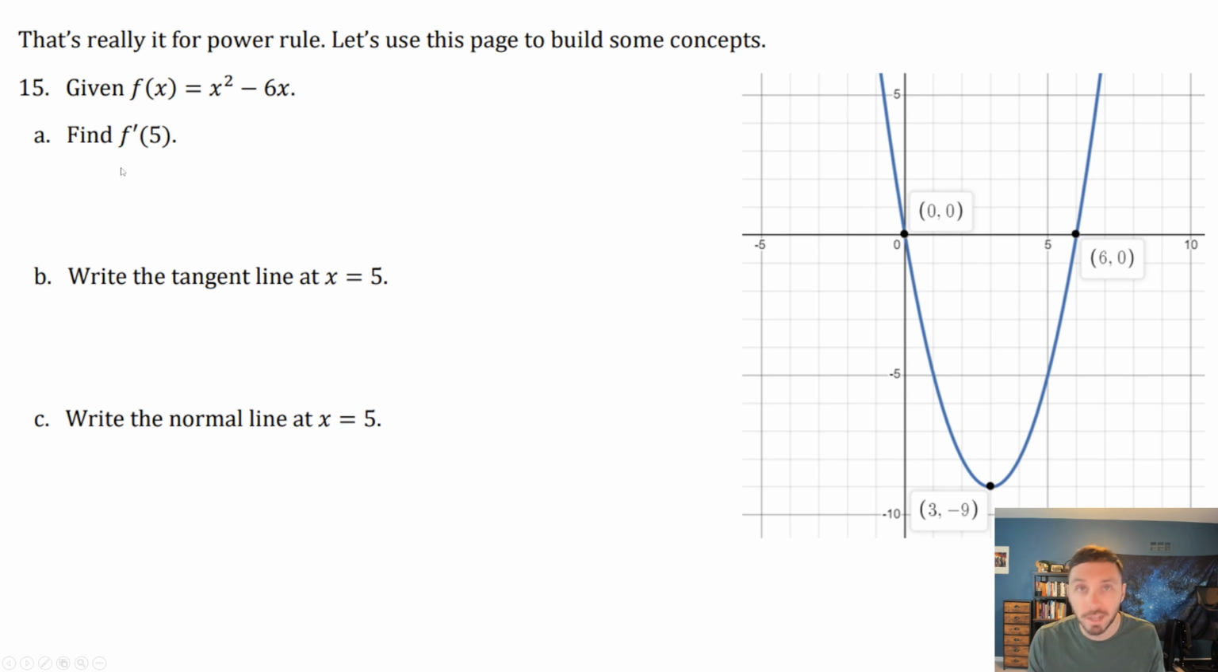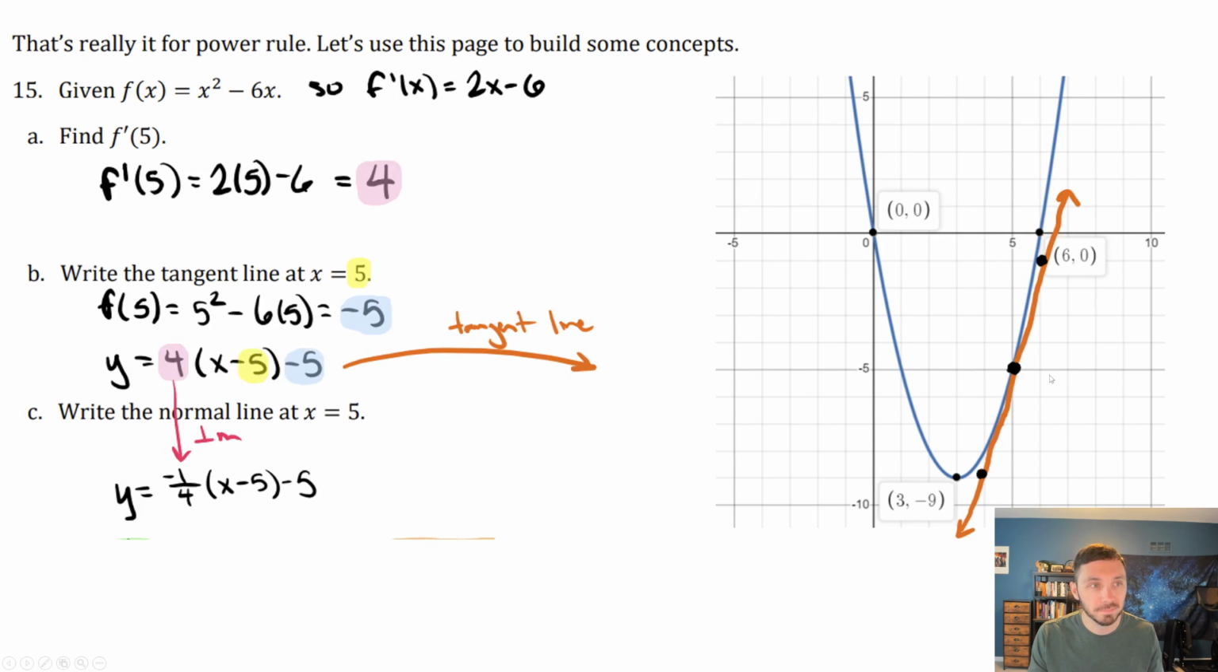If we were to find f prime of 5, so we would find the derivative and then plug in 5. So see if you can do that. And then find the tangent line, find the normal line. See if you can do those at 5. So 5 is like right here. So we're coming up with the tangent line, normal line, and slope at 5. 3, 2, 1.